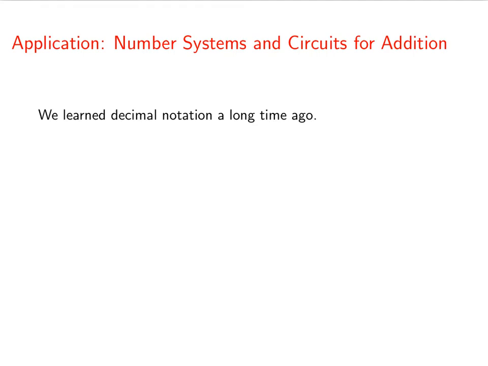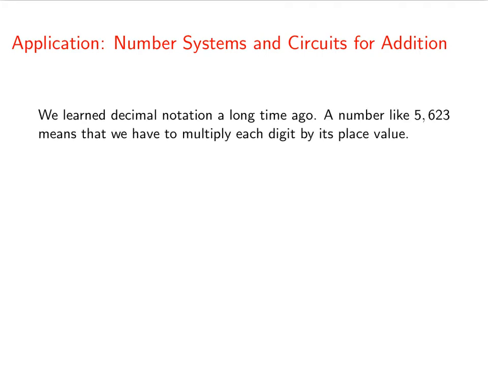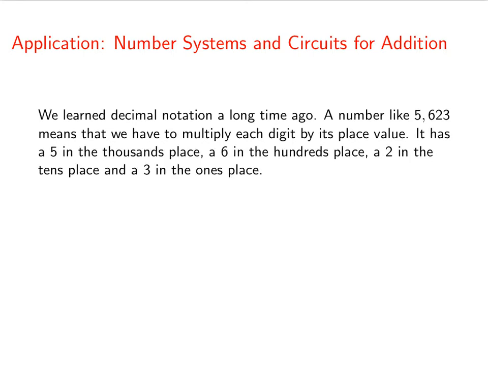Hello, discrete math fans. So we all learned decimal notation a long time ago. So a number like 5,623, that means we have to multiply each digit by its place value. It has a 5 in the thousands place, a 6 in the hundreds place, a 2 in the tens place, and a 3 in the ones place. Take you back to elementary school?